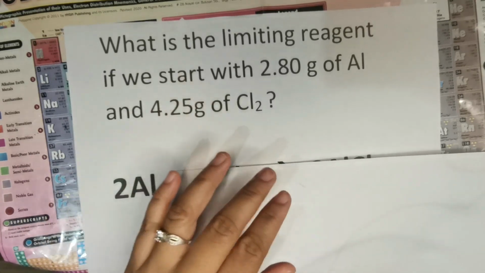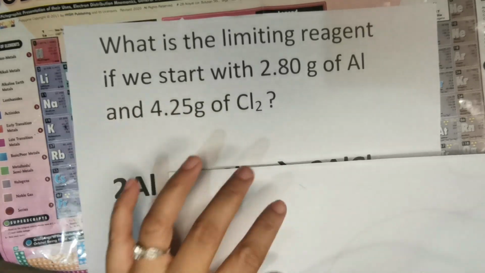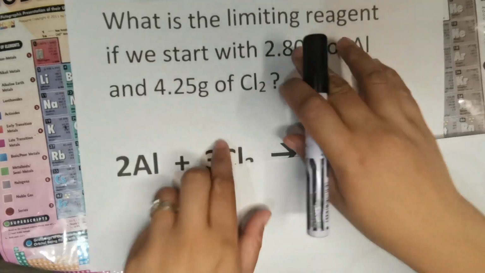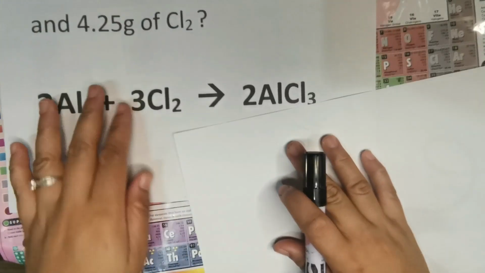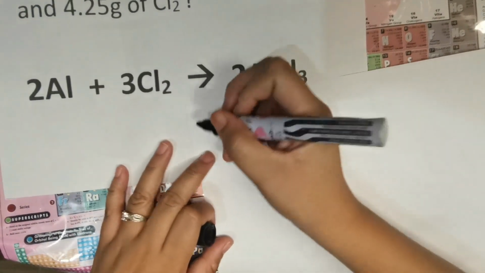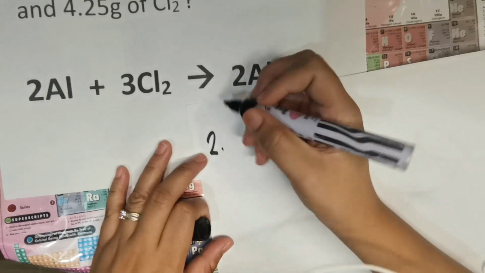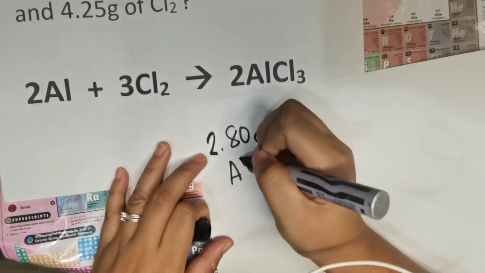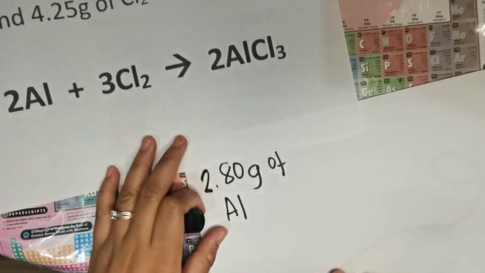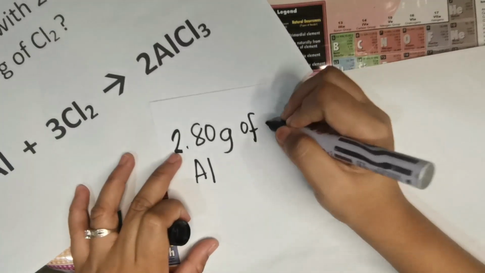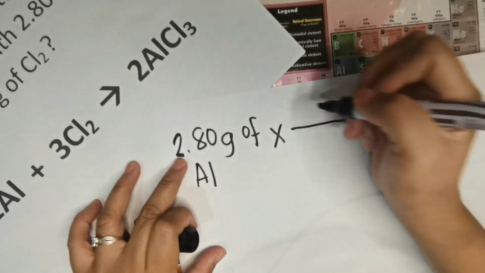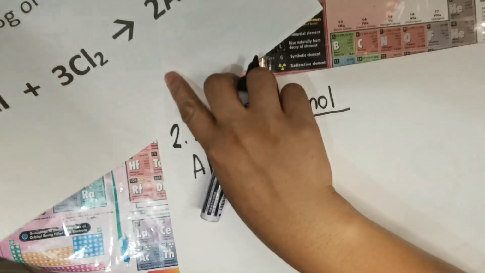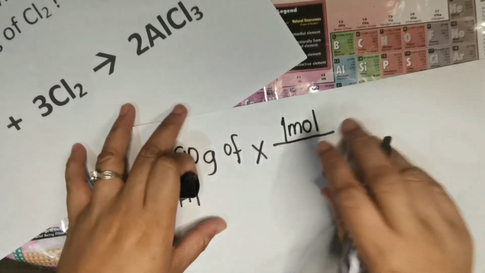Ngayon, hahanapin natin yung limiting reactant or limiting reagent. Sino yung unang maglilimit sa reaction na to? Okay? Ito yung dalawang given natin. Unahin natin si 2.80. We have 2.80 grams of aluminum. We need to convert it from grams to moles, as I said. We need to divide, nasa baba. In every 1 mole of aluminum, meron tayo... ano yung atomic weight ni aluminum?